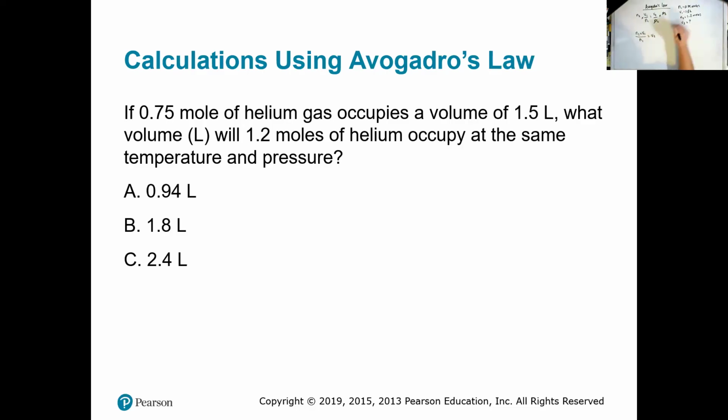And now we can look at everything we've listed out here, and we can plug in what we know. Our N2 value is going to be 1.2 moles, our V1 is going to be 1.5 liters, and our N1 value is going to be 0.75 moles. And we're seeing an increase in the mole amount. So based on the direct nature of the relationship of these two properties, we would expect an increase in volume as well.